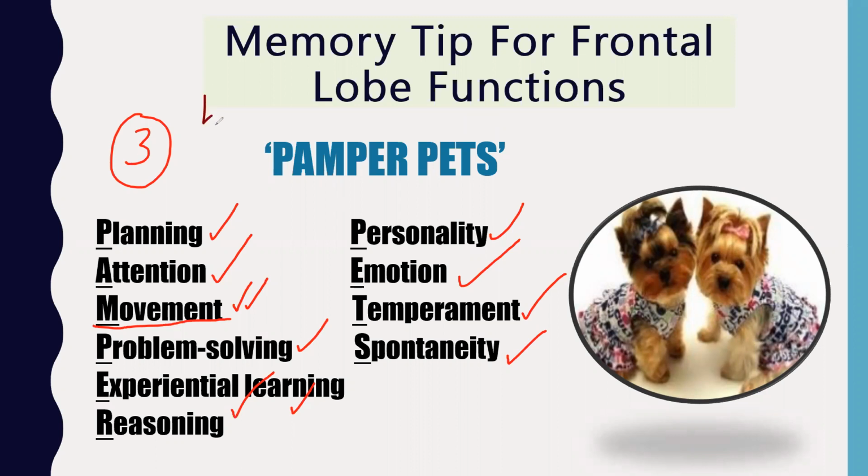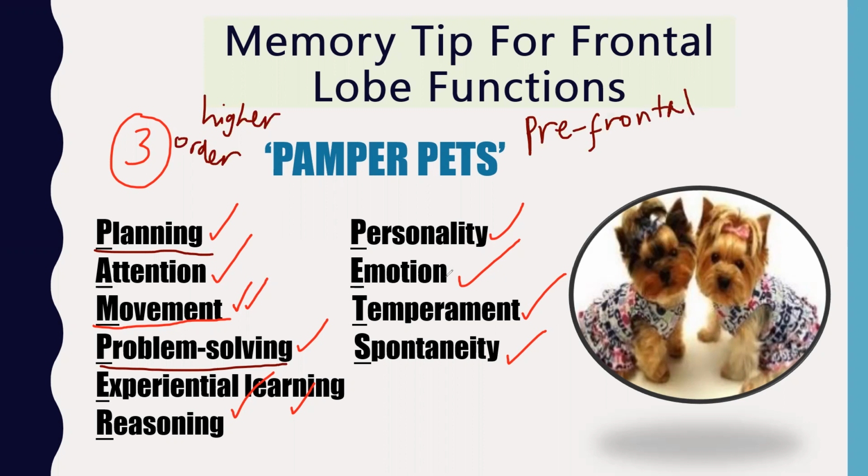Some of what we call higher order functions basically make us more intellectual and more cognitively equipped as a species compared to others. Functions like planning and problem solving, we don't really see in animal species as much as we do in humans. So these are kind of exclusive to us, and these are a part of the frontal lobe. In fact, a part of the frontal lobe called the prefrontal cortex is what is responsible for these functions. Our ability to be intellectual beings who can plan, who can problem solve, who can make decisions is because of the presence of the prefrontal cortex, which is in the frontal lobe of the brain.